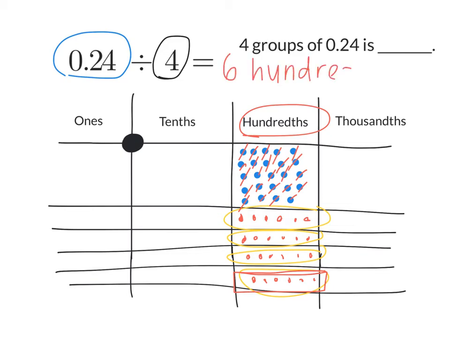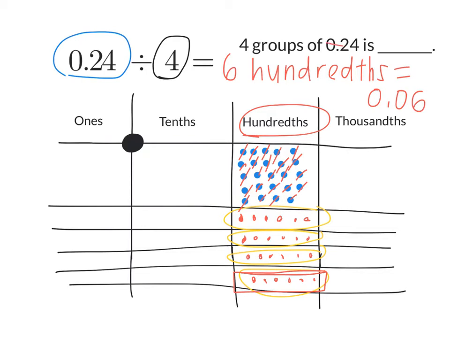How do I write 6 hundredths in standard form? Maddie? 0.06. So therefore, 0.24 divided by 4 equals 0.06. Another way to say that is 4 groups of 24 hundredths.